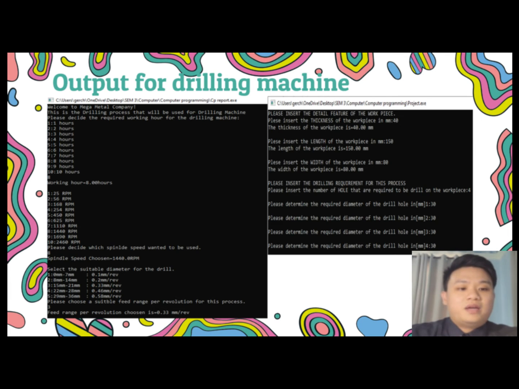And then on the right hand side, you are required to insert the thickness, length, and the width of the workpiece. After that, you are required to insert the number of holes that you want to drill and the diameter of each hole.